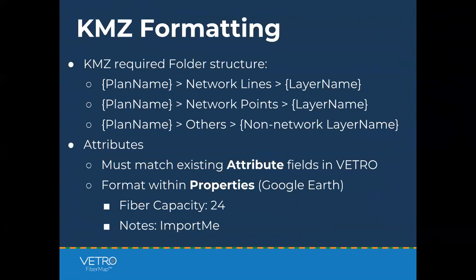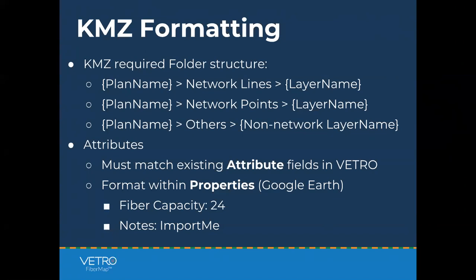Now, the KMZ formatting is going to be rather strict. When we're formatting, we want to ensure that the top folder is going to be our plan folder. Within that plan folder, we will have 3 subcategories, and these categories will be our network lines, our network points, and others. Inside of each of those folders, we will have a folder for a given feature. So for example, if we're looking to import backbone cables, we would have a structure of plan, network lines, backbone, and then within that folder, we'll have all of our backbones.